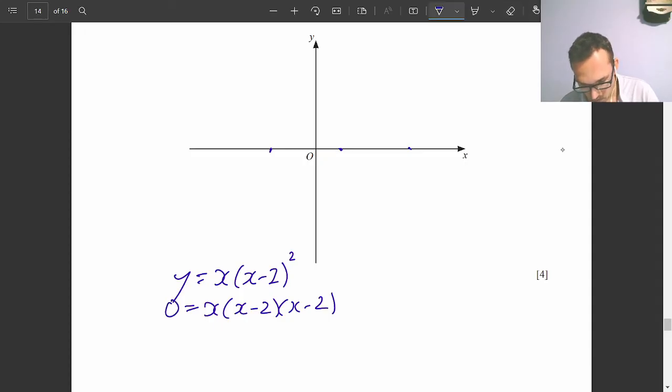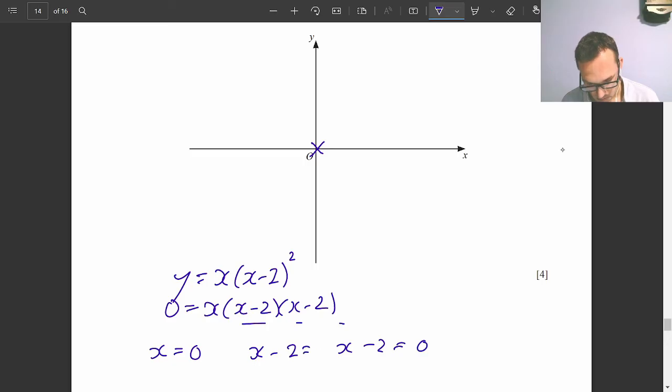Now because we multiply all of that together, it means we can break it up. That means x equals 0. Okay, and now we got our first spot. Okay, we know that it will cross the x-axis at 0, and then the next two is the same, so we don't really have to do this twice, but just to bring the point across, we can make x minus 2 equal to 0, x minus 2 equals 0. That gives us x equals 2 and x equals 2 twice.